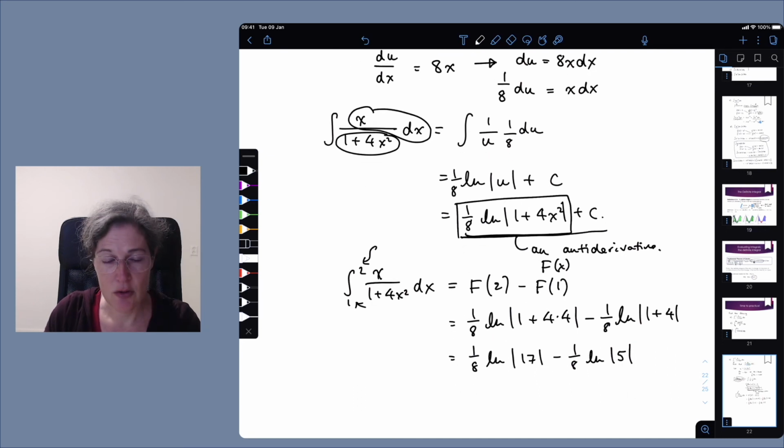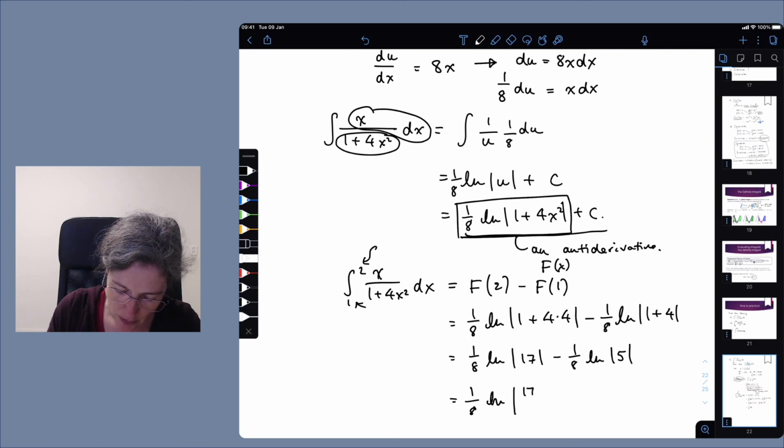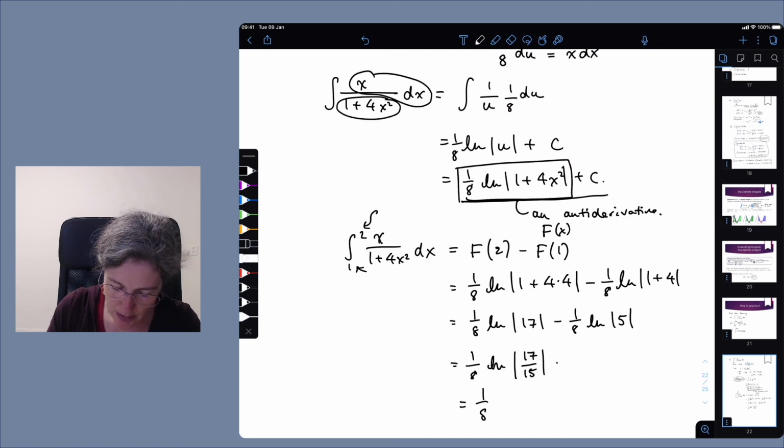And if you were feeling super energetic, you could maybe take out a common eighth, and then you'd have natural log of the absolute value of 17 minus natural log of 5, and you'd remember your log rules, so you'd end up with the natural log of the absolute value of 17 over 5. And then you'd look at that and go, well, we don't really need the absolute values because 17 is positive and 5 is positive. So as a final step, you might want to write, and that shouldn't be a 15, that should be a 5. Sorry, very tired.